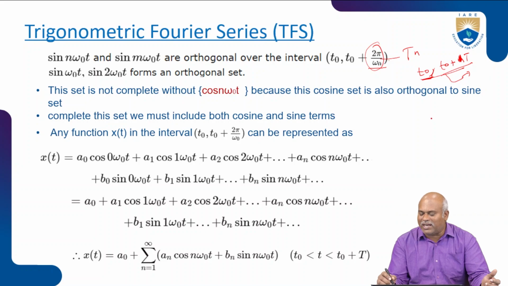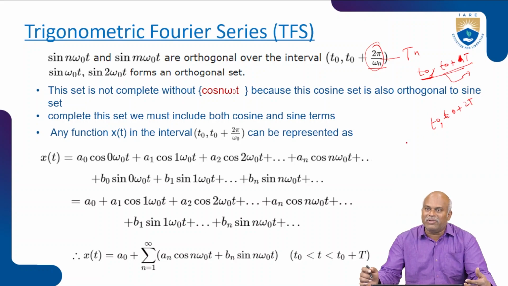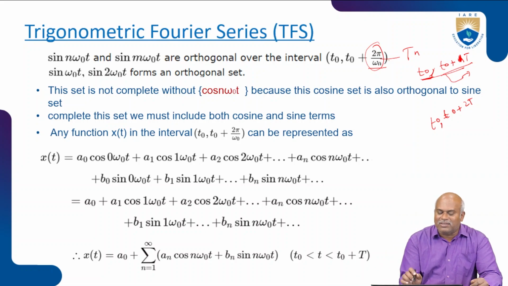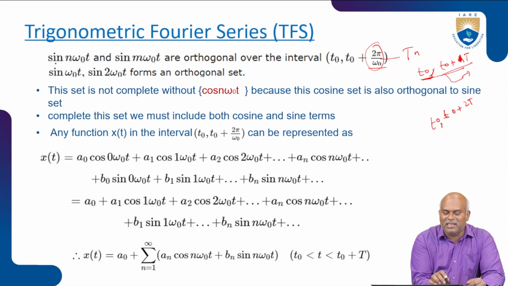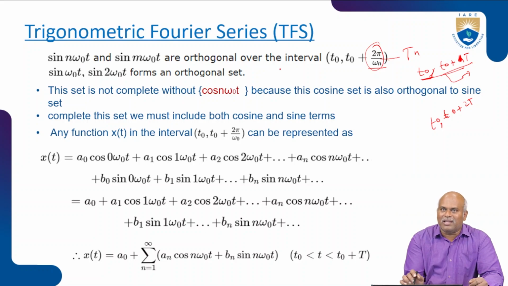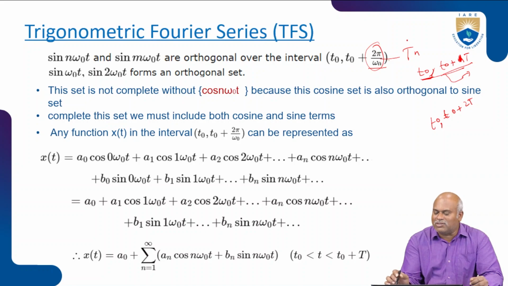For the second period, I should write T0 to T0 plus 2T. So in each and every case, it keeps increasing. That's why, in the general case, I take two signals. One is represented as sin n omega 0 t, and another one is sin m omega 0 t. Both are orthogonal. Then the time interval limit is T0 plus 2 pi by omega 0, where 2 pi by omega 0 equals nT.